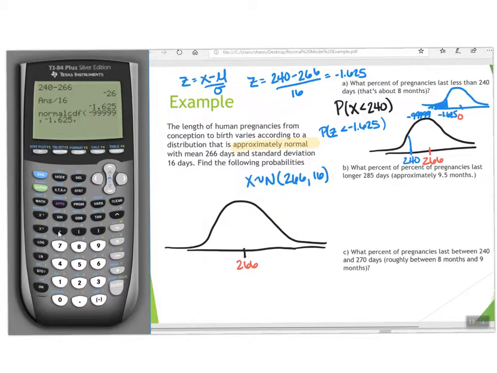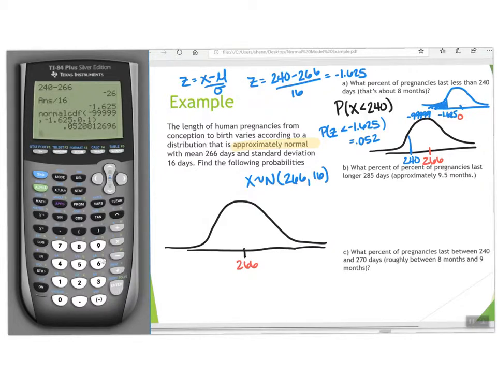And remember, since this is a z-score, for the mean we put a 0 and for the standard deviation we put a 1. Calculate that, and we get 0.05. So there's about a 5% chance that a pregnancy will last less than 240 days.